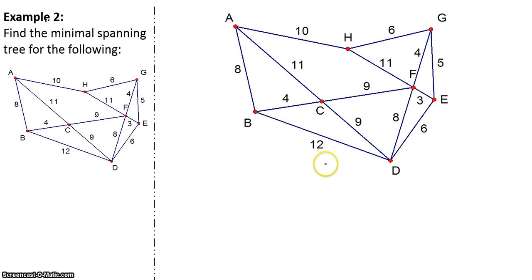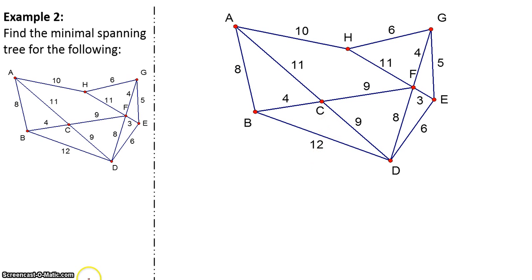So go ahead and pause, and I want you to see if you can follow the steps. So step 1, you build the shortest one first, then continue to go up in number, and only build the ones that do not create a circuit. So pause now.